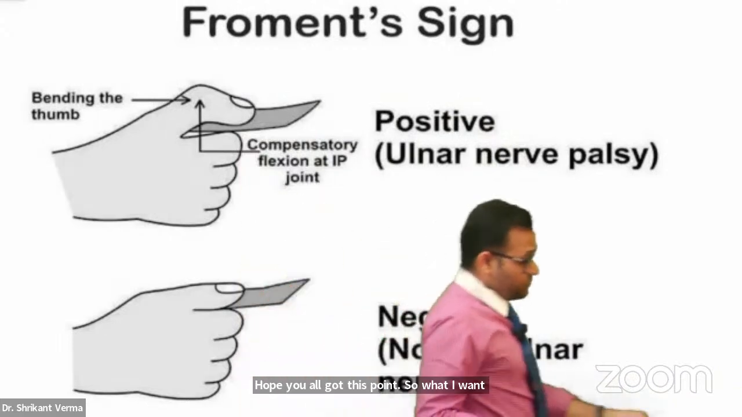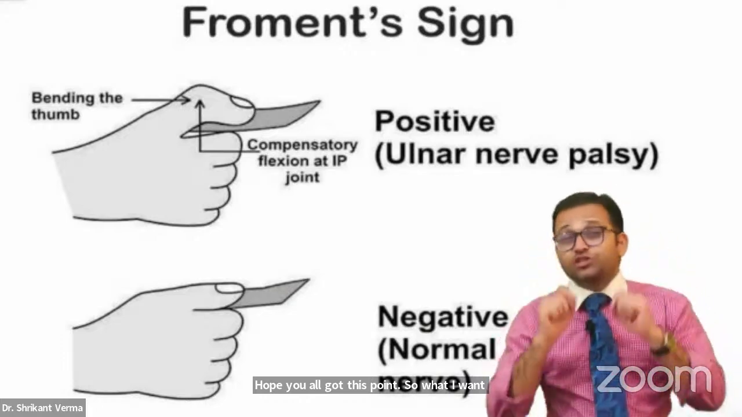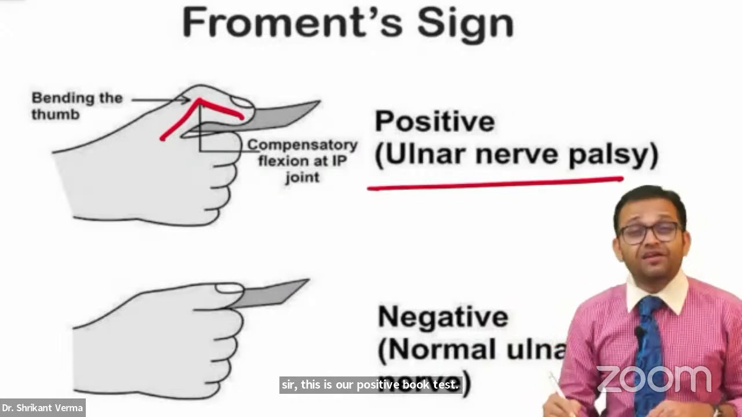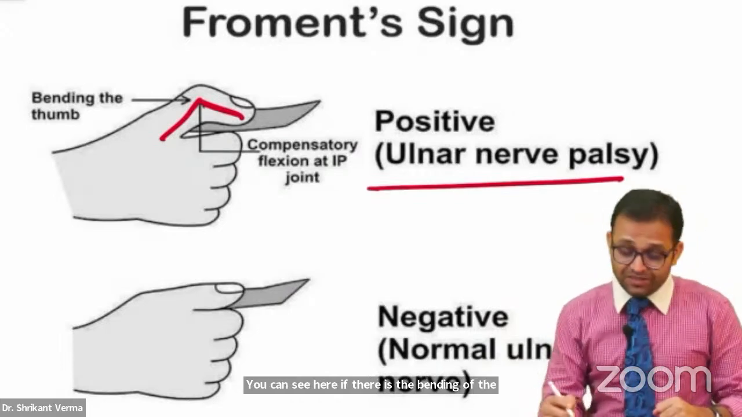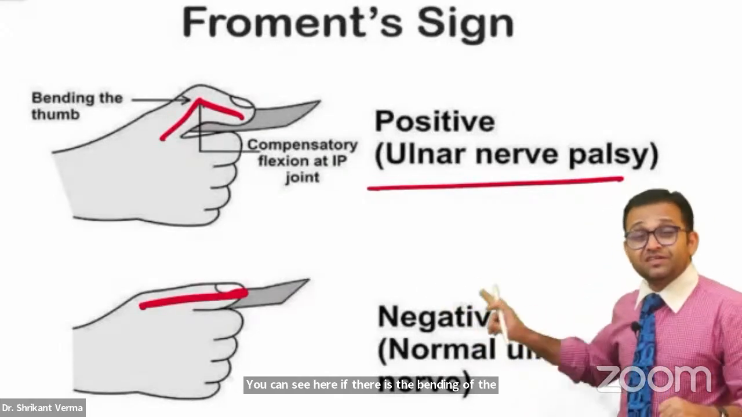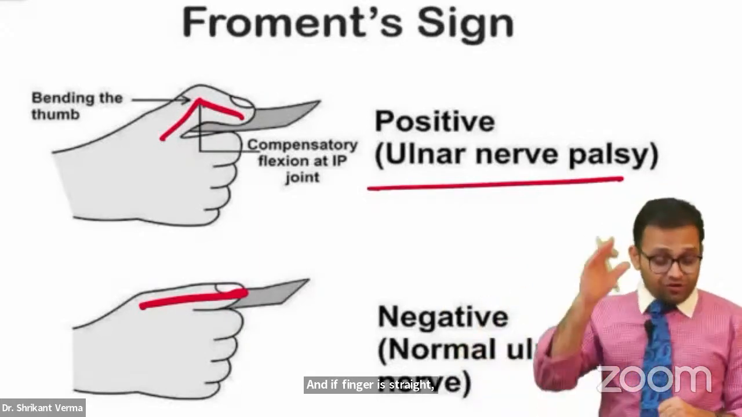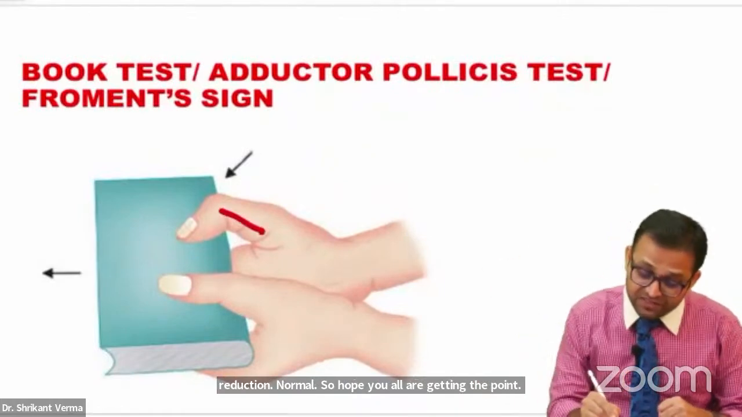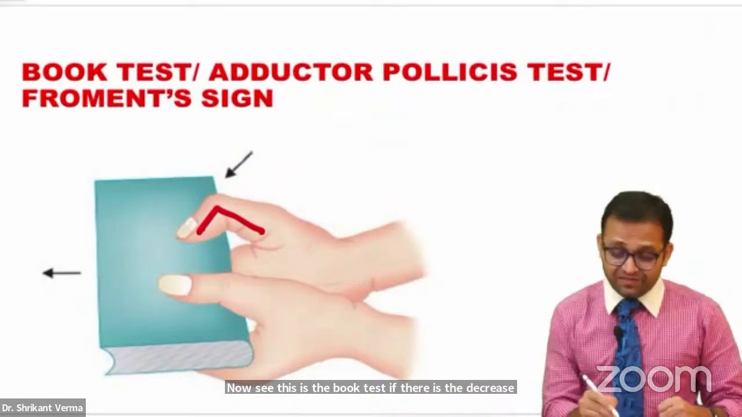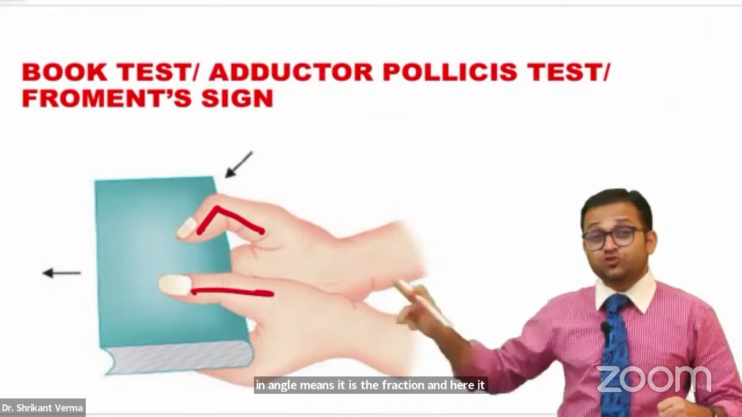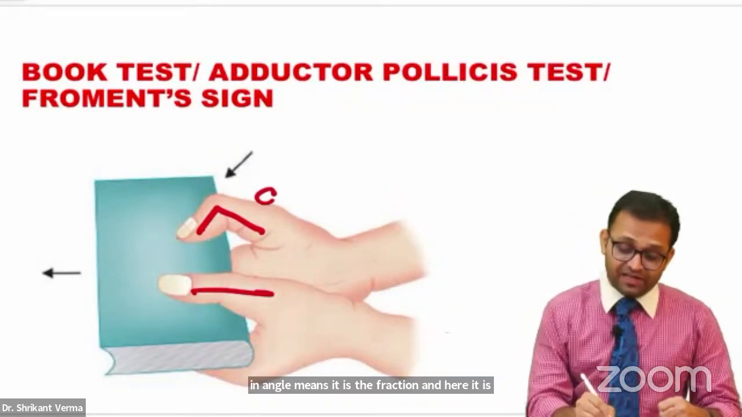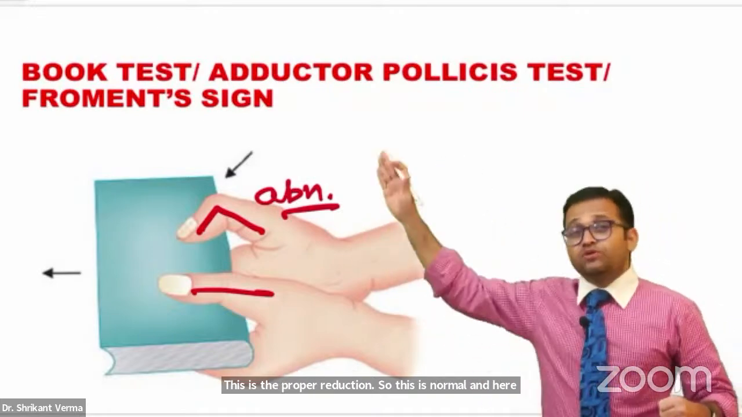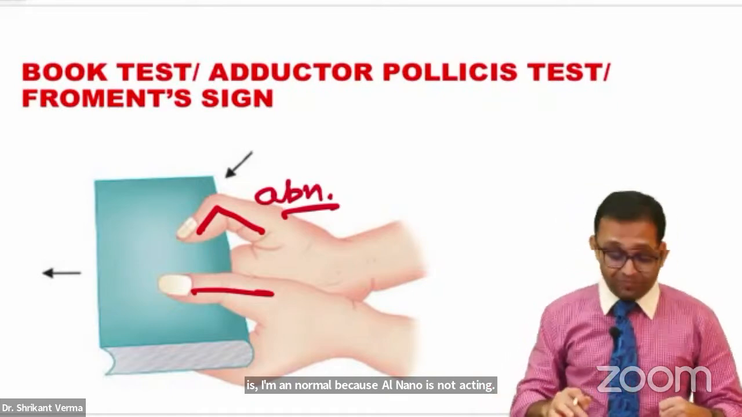So this is our positive book test. If there is bending of the thumb, it means ulnar nerve damage, the adductor pollicis is damaged, and if the thumb is straight, it means proper adduction, a normal nerve. Hope you all are getting the point. If there is a decrease in angle, it is flexion, and here it is straight, which is proper adduction. So this is normal, and this is abnormal because the ulnar nerve is not acting. This is the book test, the adductor pollicis test, also called the Froment sign.